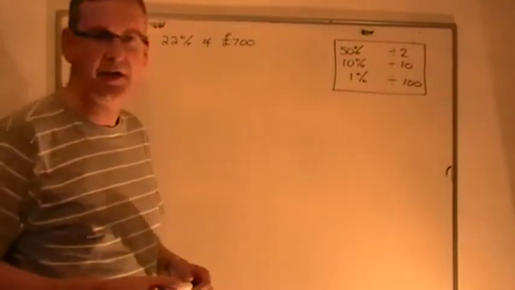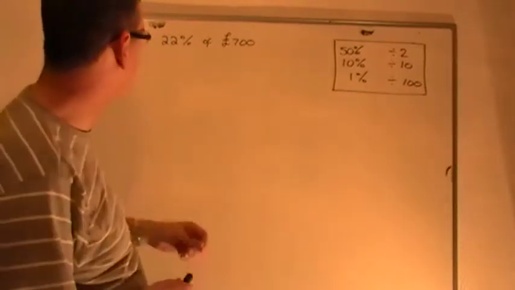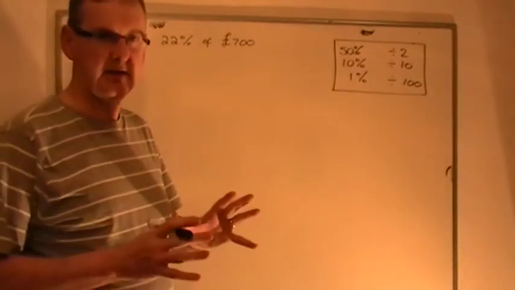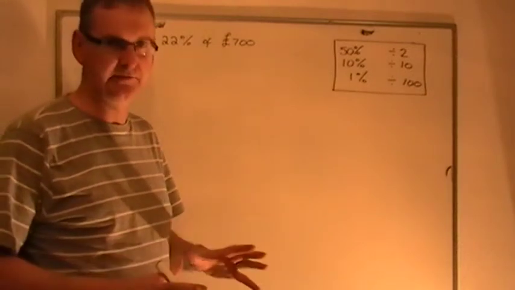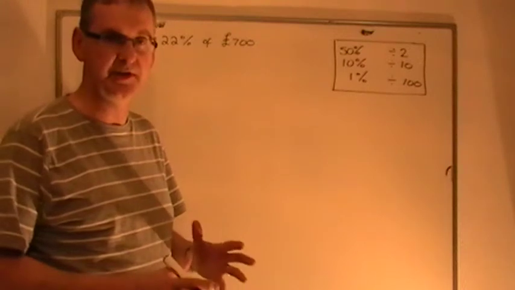Let's have a look at working out a percentage of a quantity. So something like working out 22% of £700. Now there are a myriad of different ways of working this out. I'm going to show you 2 or 3 ways you can work this out.